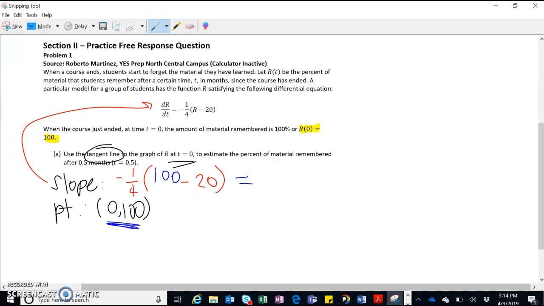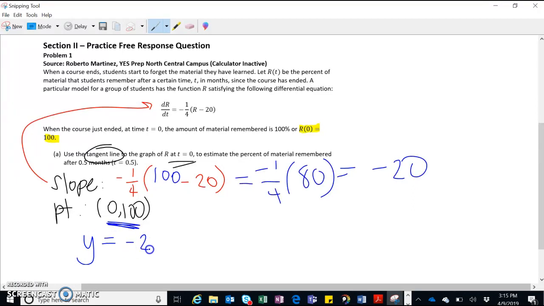I do a little bit of simplifying. 100 minus 20 is 80. So -1/4 of 80. 1/4 of 80 is 20, and my 20 is negative. Forgive my bad handwriting. I'm having a hard time writing on my screen. So with that info, I have a slope, I have a point. My point of tangency and my slope allow me to create my tangent line equation, which is y equals -20 of t, I'll use correct variables here, minus 0 plus 100.